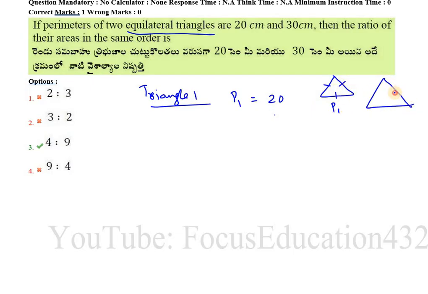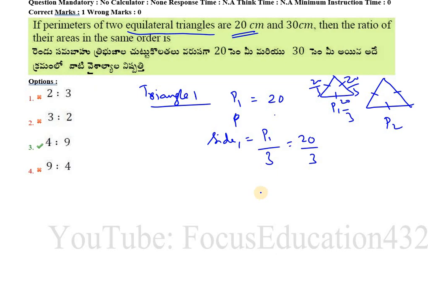We have another triangle and that is also an equilateral triangle. Three sides are equal here. Consider the perimeter as P2. The first triangle's perimeter is 20 centimeter. In a triangle, the sum of three sides is 20, so the side will be perimeter divided by 3. Call it side 1 for the first triangle: perimeter divided by 3. So for the first triangle, each equal side is 20 divided by 3. Side means perimeter divided by 3.